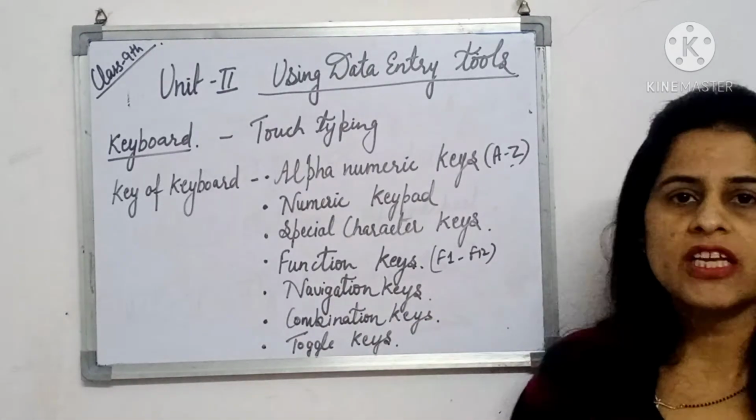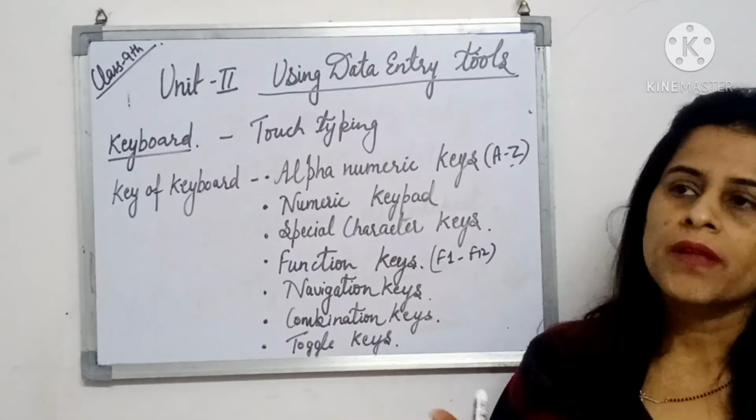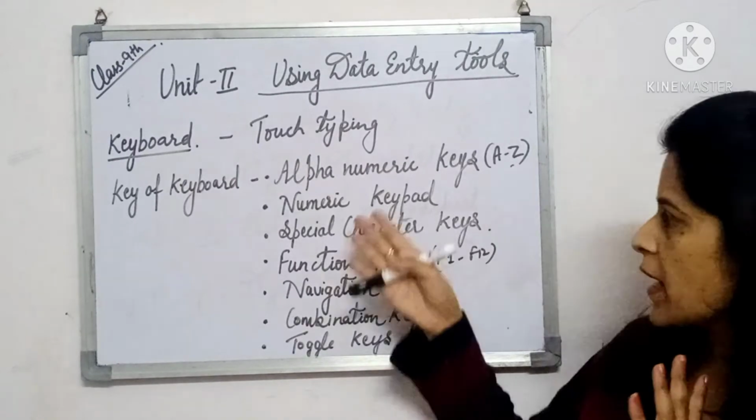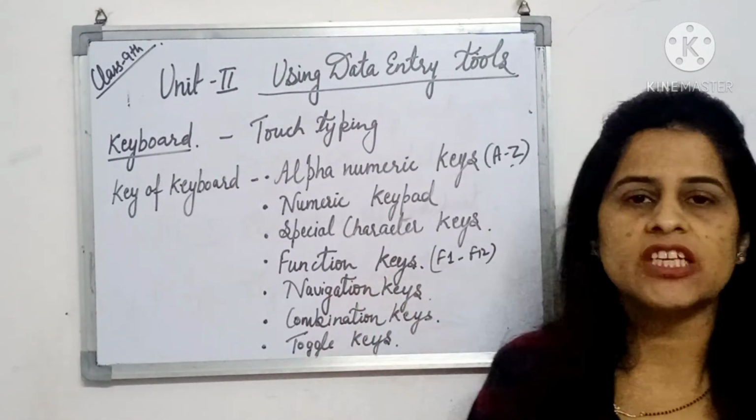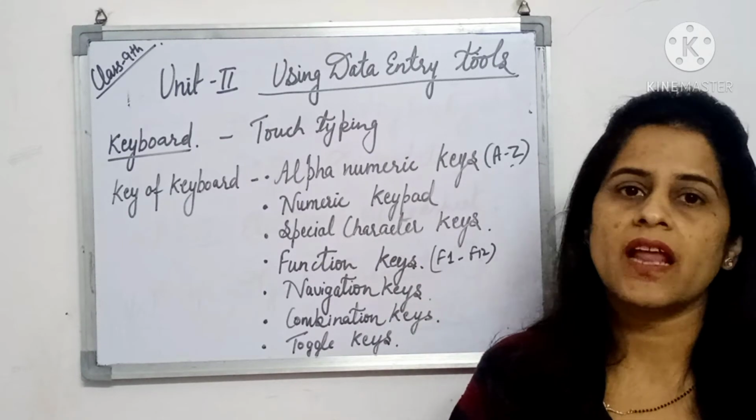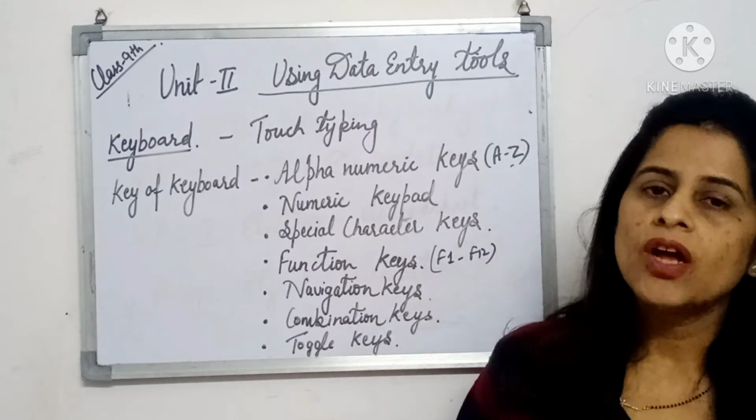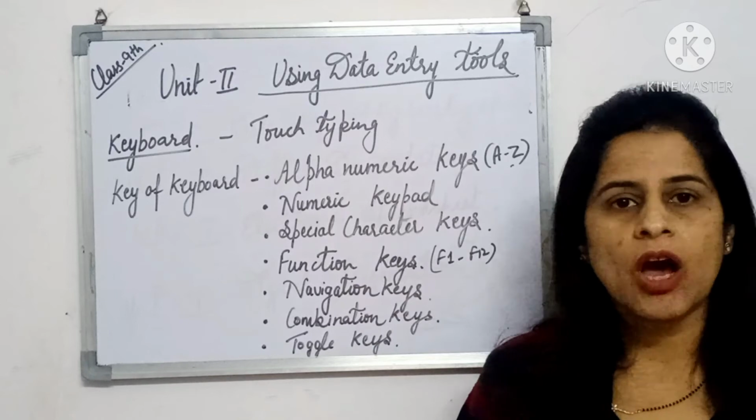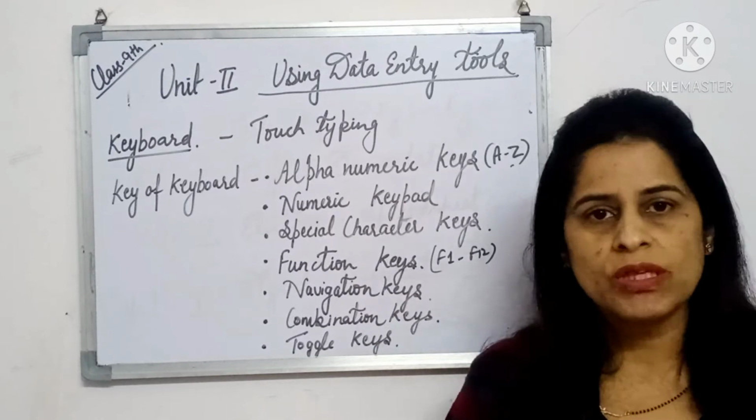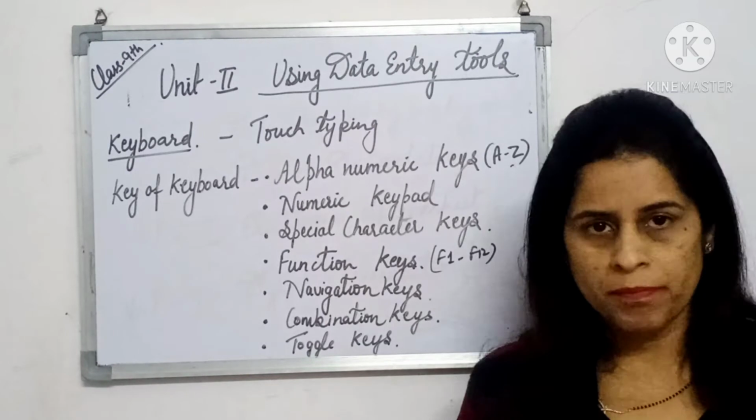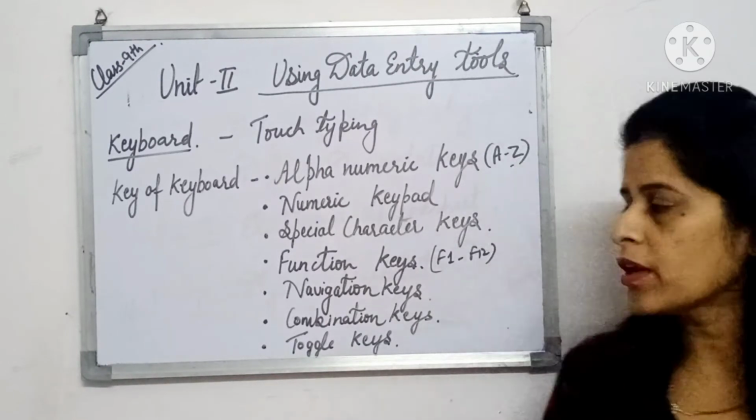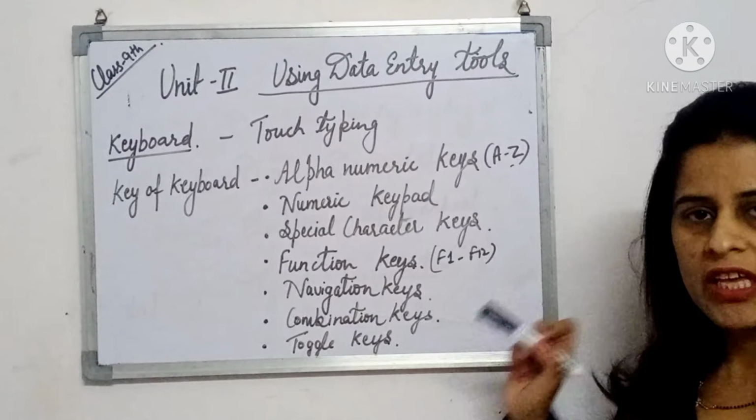Next are your navigation keys. Navigation keys आपके न्यूमेरिक कीपैड के साथ ही कुछ फंक्शन कीज दे रखी हैं, that is the navigation keys. Navigation keys are used to move the page up, page down, page left, page right. Arrow keys हैं, उन arrows की help से आप page up, page down, page left, page right, you can go there. These are known as the navigation keys.